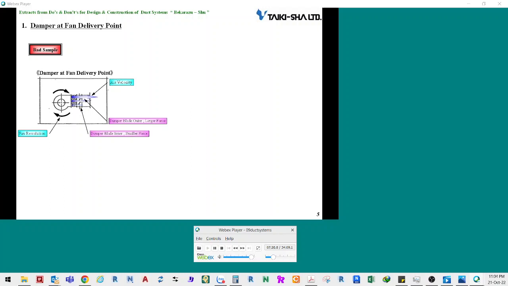A damper is installed at the fan outlet. This damper is used for airflow adjustment. The wind velocity at the fan outlet is not clear. In addition, the fan outlet duct is not extended.